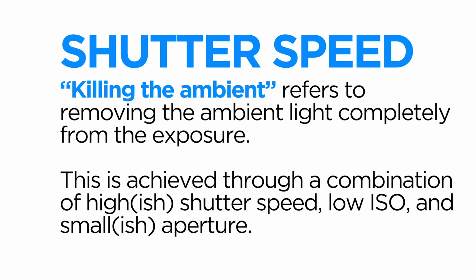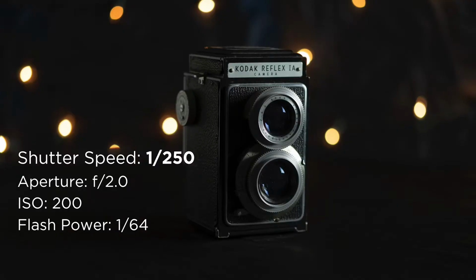So let's talk about how shutter speed works in a flash exposure. We'll walk through some examples of going to longer shutter speeds, so we're going to add in more of the ambient light. Let's start here. You can see the settings on the camera: shutter speed at 1/250th of a second, which is the maximum shutter speed on my camera that will synchronize with flash. We'll talk about that in a second. Aperture is f/2, so we get the blurry background. The ISO is at 200, and the flash power, which we'll also talk about later, is at 1/64th power, so it's a very low power setting.